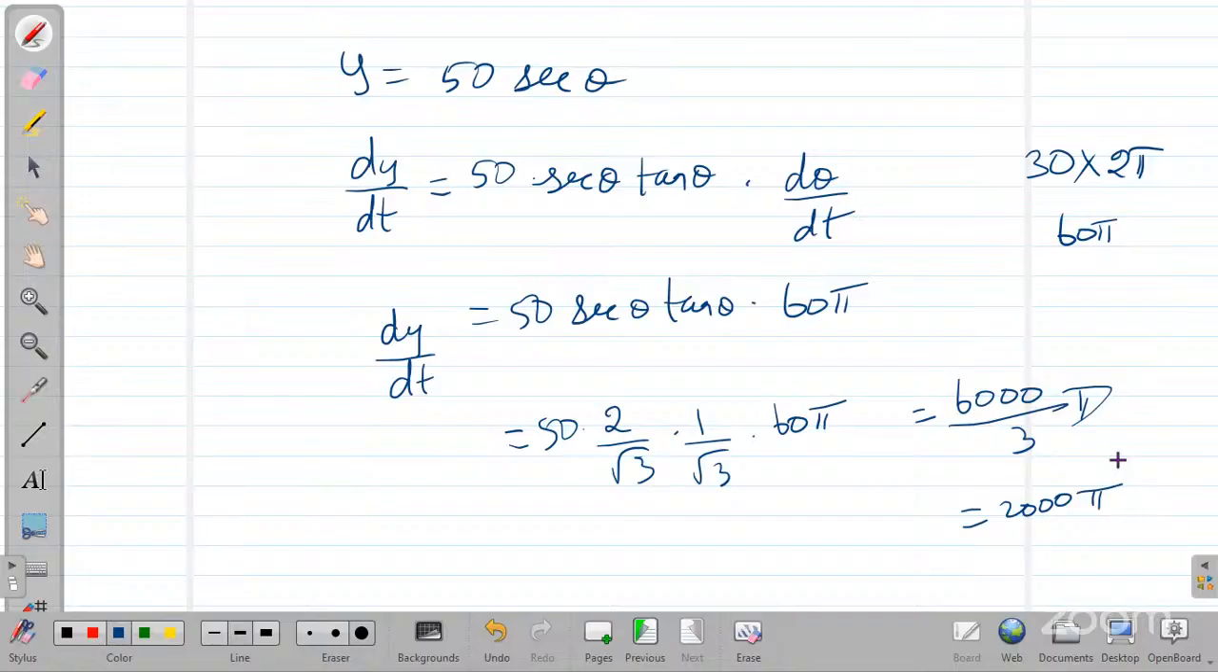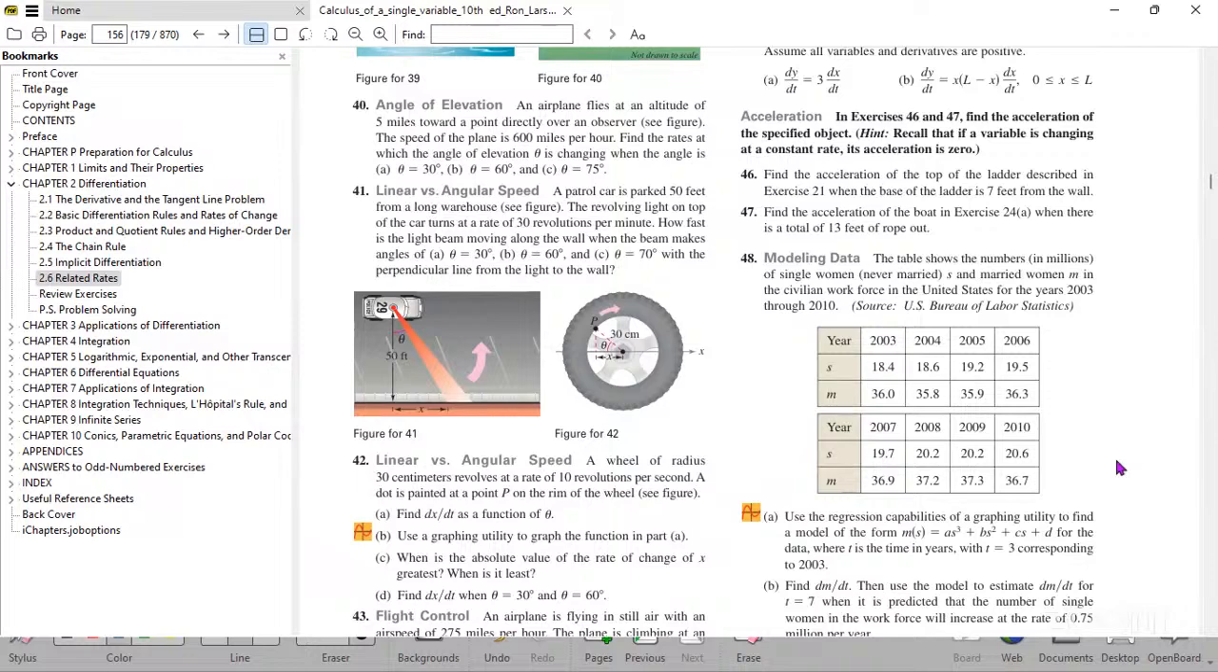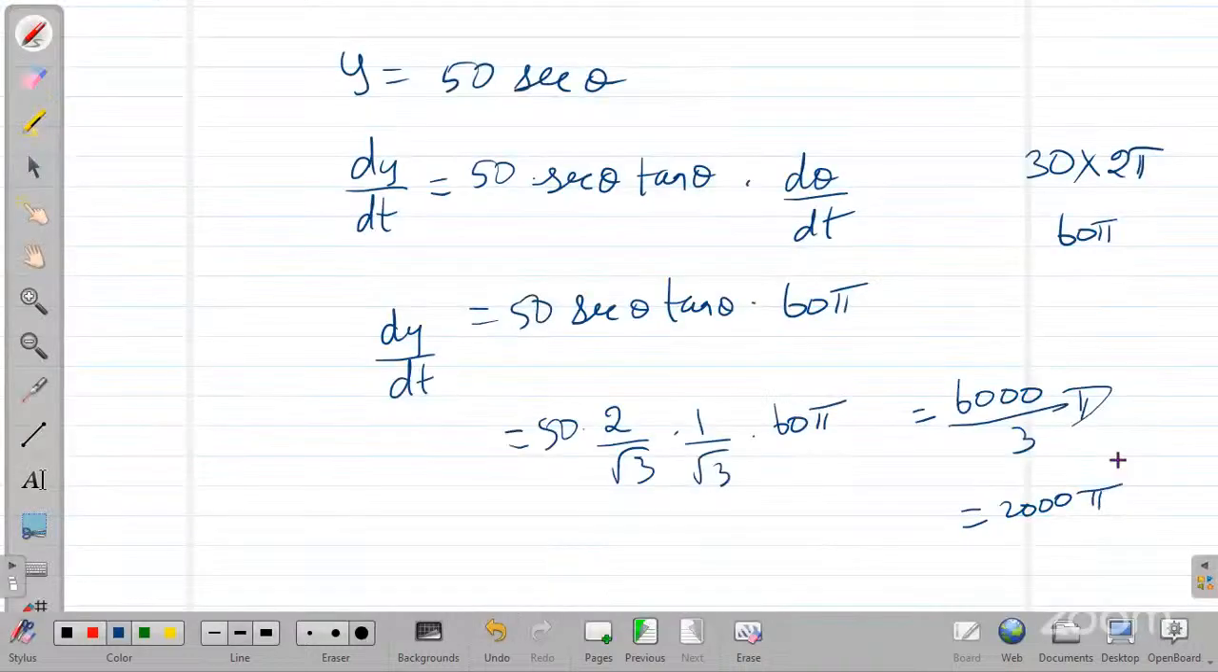Now, when the angle is 70 degrees or when the angle is 60 degrees, according to that, we can just try to calculate. Are you clear with the problem, the solution?